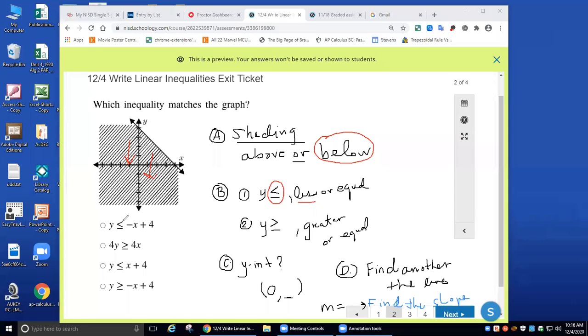So I look at my answer selections. I have this one is in the right direction, and this one's in the right direction. So that means these 2 cancel out immediately. Okay, next one. Let's find the y-intercept. Where does it cross the y-axis?